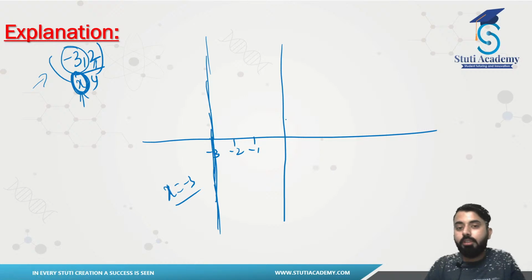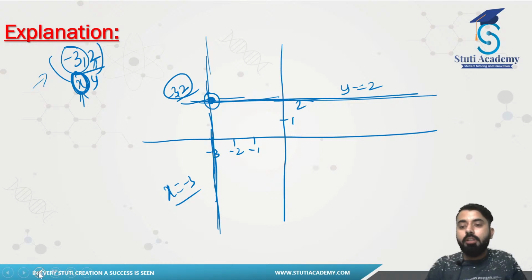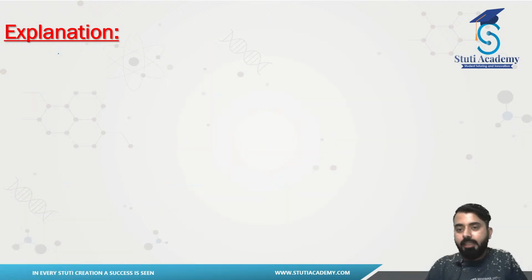So that will be what? 1, and that will be 2. So this will be the point right here. If I just move forward, if I just draw a line here, you see this is y equals 2. So wherever both of the lines are meeting, that point will be what? Our required point, which will be -3, 2. So this is the point here, right? Now let's erase this, and let's understand the concept of quadrants.